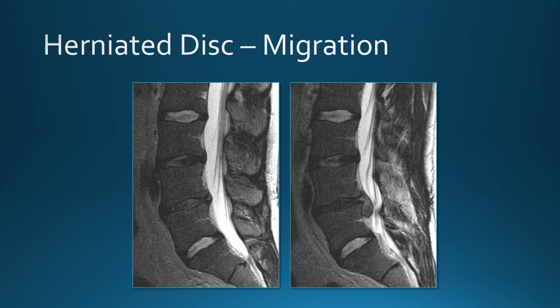Just an example here of a disc herniation with inferior migration, and again, it's not exactly in the midline, it's paramidline. So we can see in the midline, the disc just sticks out a little bit, and then once you get off to one side, you can see the migrated fragment.